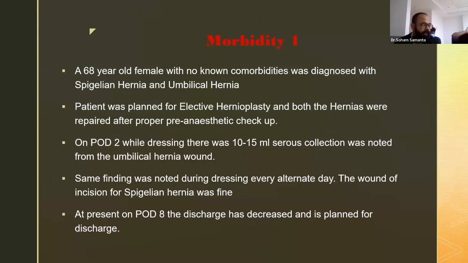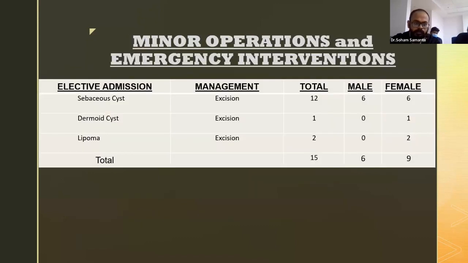Observe. You close the gap and put the mesh on the umbilicus, and then the Spigelian, same. Nothing to discuss. This is not the standard technique for repair of dual hernias. Go back.